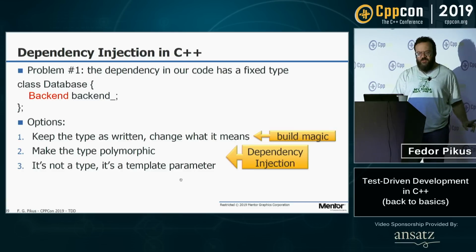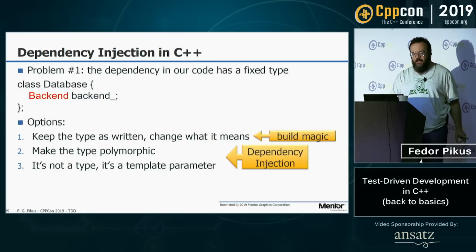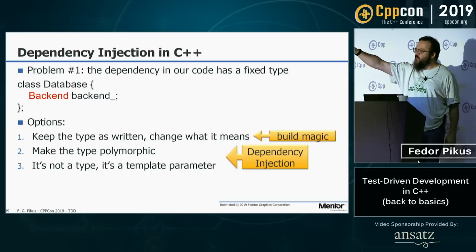So, two problems with dependency injection. Problem number one, our real data, the one we want to replace with a test double, has a fixed type in the code. It's written in, it's hard-coded, it's backend right there.